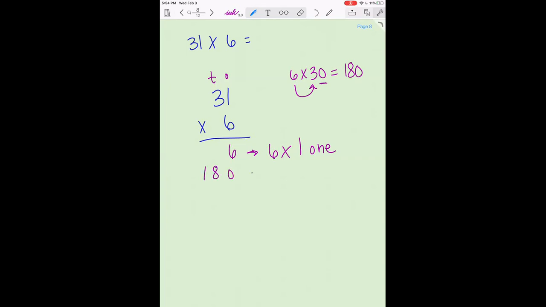Now off to the side, I need to write 6 times 3, and my 3 is in the tens place because that's actually 30. So 6 times 3 tens. And then I need to add those numbers together. So my answer is 186. Go ahead and pause the video if you need to copy this part down.